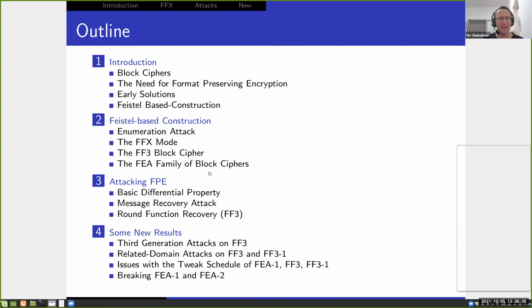Then I'm going to quickly present two ciphers just to show you how they look. The FF3 block cipher, which used to be a standard by NIST, and then the Phi family of block ciphers, which is a Korean standard. All of them were submitted for standardization in ISO, and I'm going to tell you why it didn't go very well for them. Then I'm going to discuss some previous attacks on format preserving encryption, some basic observations due to Patarin from the early 2000s, and then some other attacks that were developed over the years. And then at the end, if we have some time, we'll go into some new results.